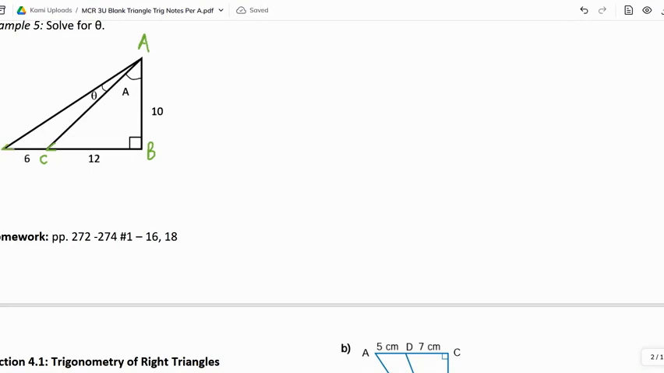Vertex is where two lines meet. Plural of vertex, anyone know? Vertices. I wish.